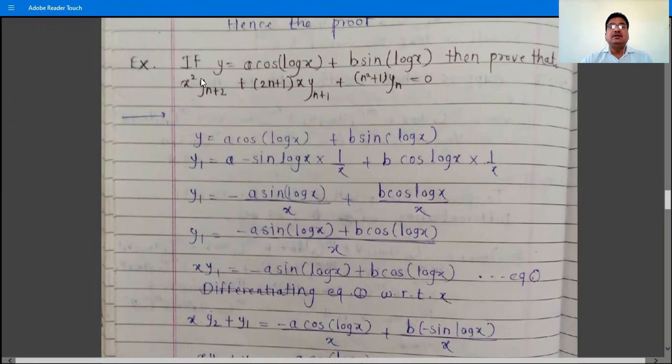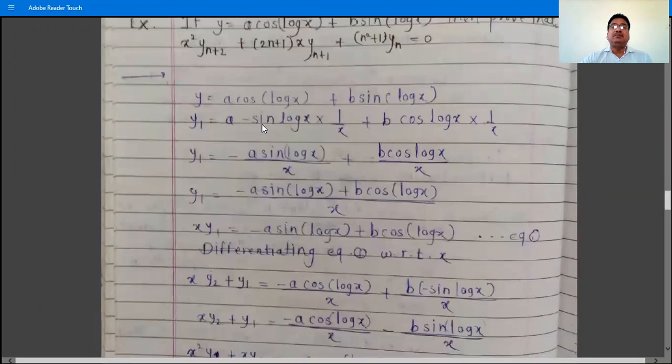And if you observe this term, y n plus 2 means the n plus 2 order derivative. This is n plus 1 order, this is nth order. So the highest order derivative is n plus 2 order. And that's why we have to differentiate this y two times. That is, we have to find y1 and y2, and then we have to apply the Leibniz theorem.